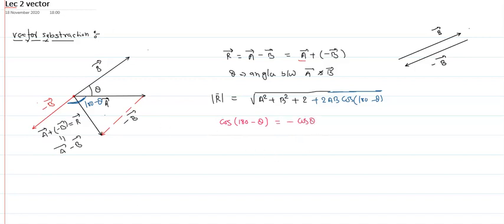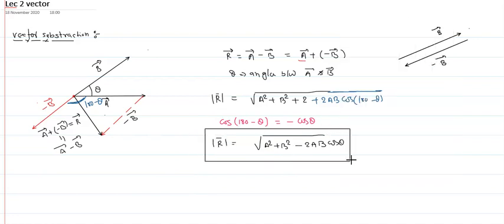So you can write the R vector, the resultant of these two vectors, is equal to root over A square plus B square minus 2AB cos theta. But remember, theta is the angle between A vector and B vector. Now suppose I want to find this direction also, this angle phi.